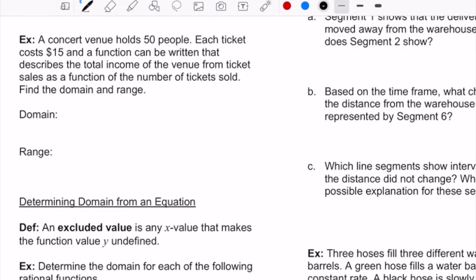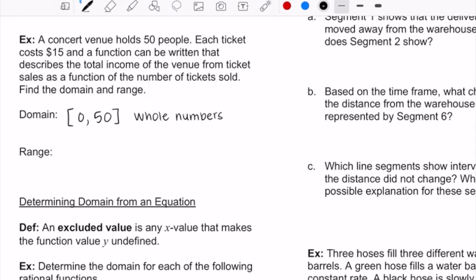The next example is similar. It says a concert venue holds 50 people, and then it goes on to talk about ticket cost, and you're being asked to find the domain and the range. For this one, the venue holds 50 people, so the domain would be all of the whole numbers between 0 and 50. You could have 0 people show up for the concert, that would be a bummer, or you could have 50 people, the maximum capacity, show up for the concert, and all of the whole numbers in between would be included in that list for the domain.